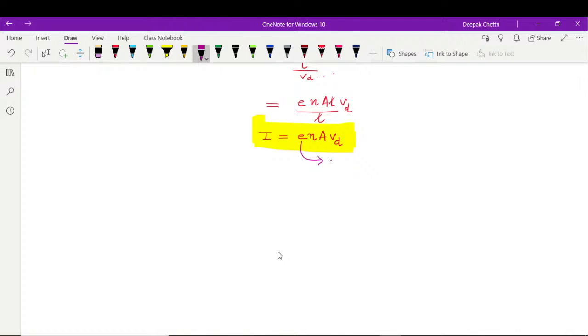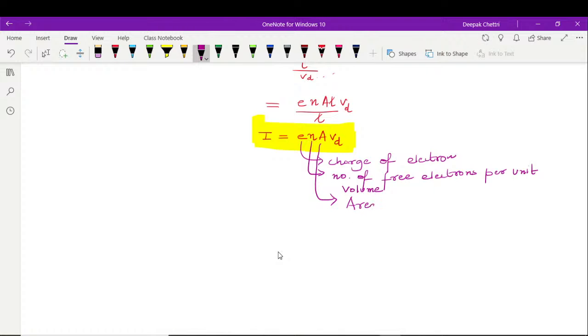E is the charge of the electron, n is the number of free electrons per unit volume, A is the area of cross section, and Vd is the drift velocity. Okay, any doubts? Any doubts?